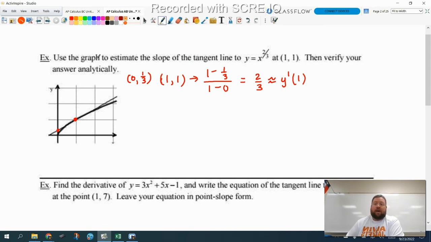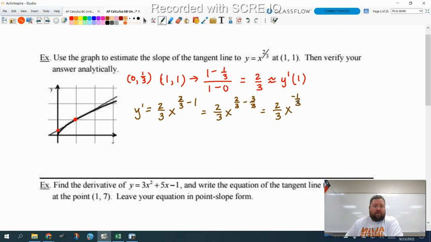Now we're going to use our derivative rules we learned today to do it analytically. Analytically just means with algebra. So we're going to take the derivative of our function. y prime is equal to, multiply by the exponent, 2/3, keep the base, subtract 1, 2/3 minus 1. So this is 2/3 x to the 2/3 minus 3/3, which is 1. And so we get 2/3 x to the negative 1/3, 2 minus 3. And then no negative exponents, so keep the 2 on top, 3 on bottom, and move your x to the 1/3 to the bottom.